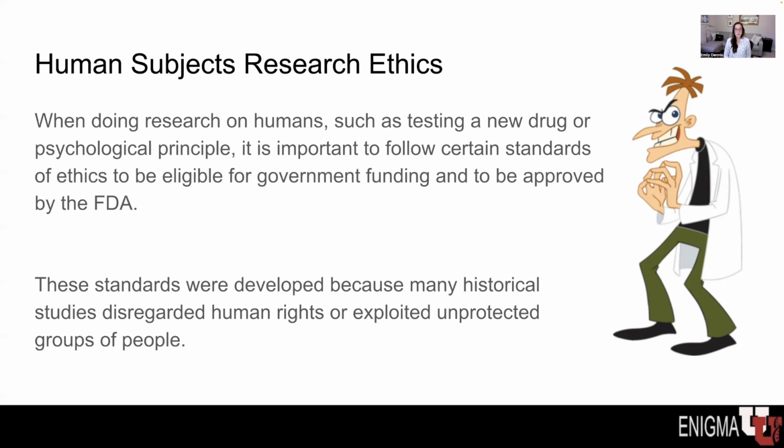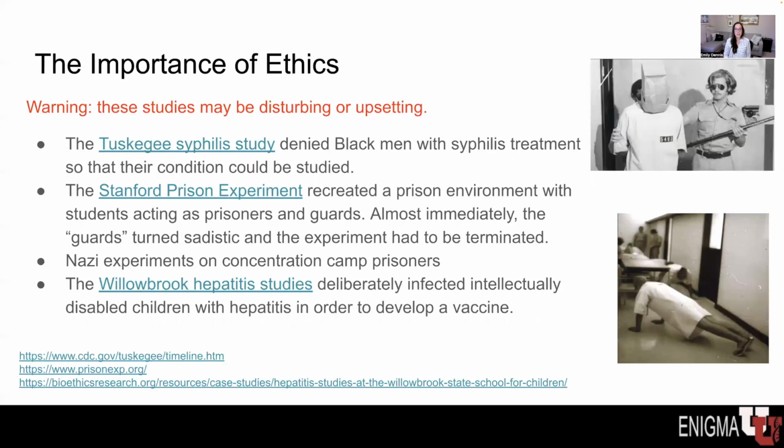These standards were developed because of many historical examples, many studies in history that have disregarded human rights or exploited unprotected groups of people. So these examples can be disturbing, just a warning. There are countless examples of unethical studies that have been done in the past. The Tuskegee syphilis study is a very well-known one, and in this case, the researchers denied Black men with syphilis treatment so that they could study the course of the disease.